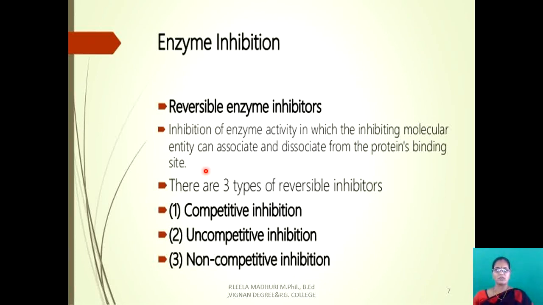There are three types of reversible enzyme inhibitors based on the type of inhibition involved. They are competitive inhibitors, non-competitive inhibitors, and uncompetitive inhibitors. In the same way, enzyme inhibitions are of three types: competitive inhibitions, uncompetitive inhibitions, and non-competitive inhibitions.